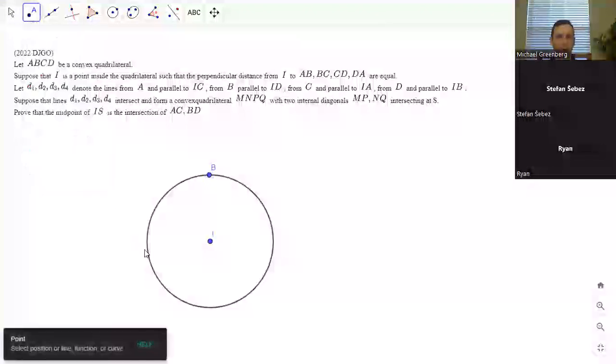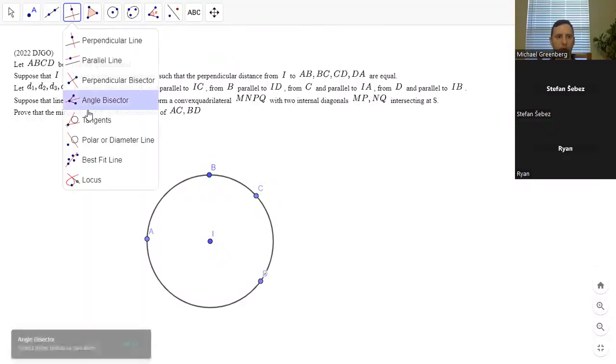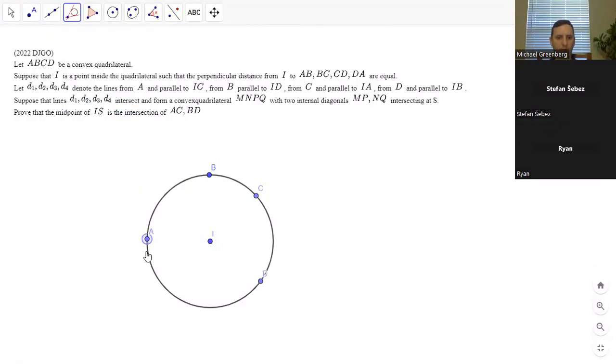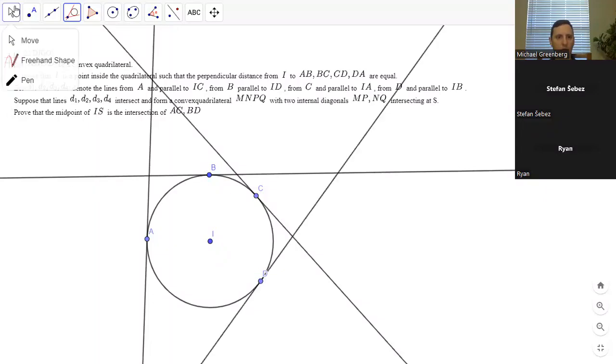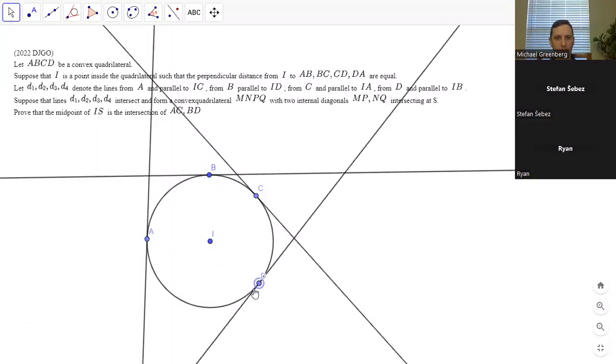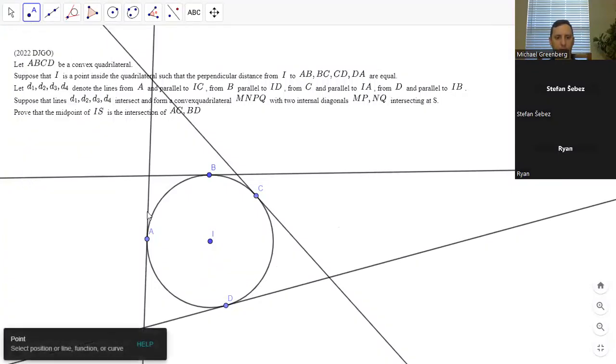Pick 4 points and draw the tangents. Then I gotta rename stuff. Oh well.